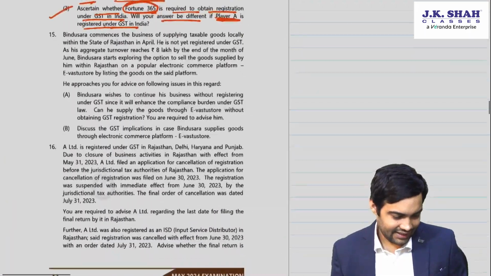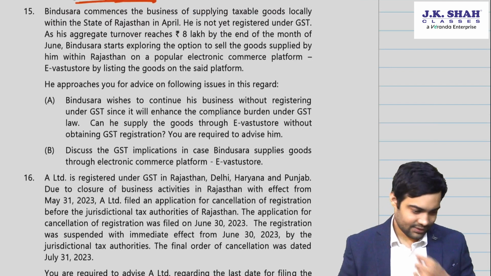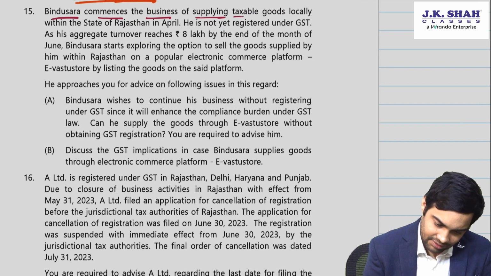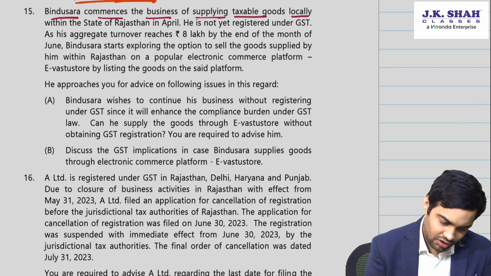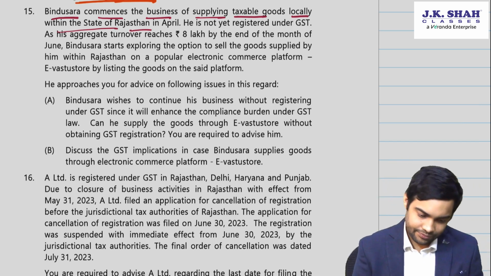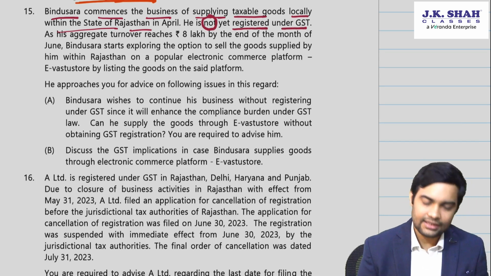Okay, let's now move on to the next question. Bindusara commences the business of supplying taxable goods locally within the state of Rajasthan in April. He is not yet registered under GST.